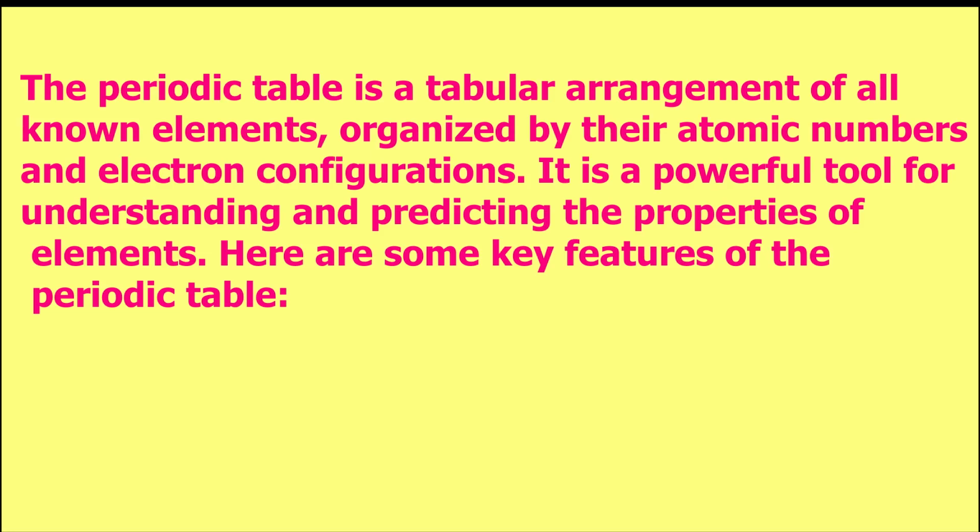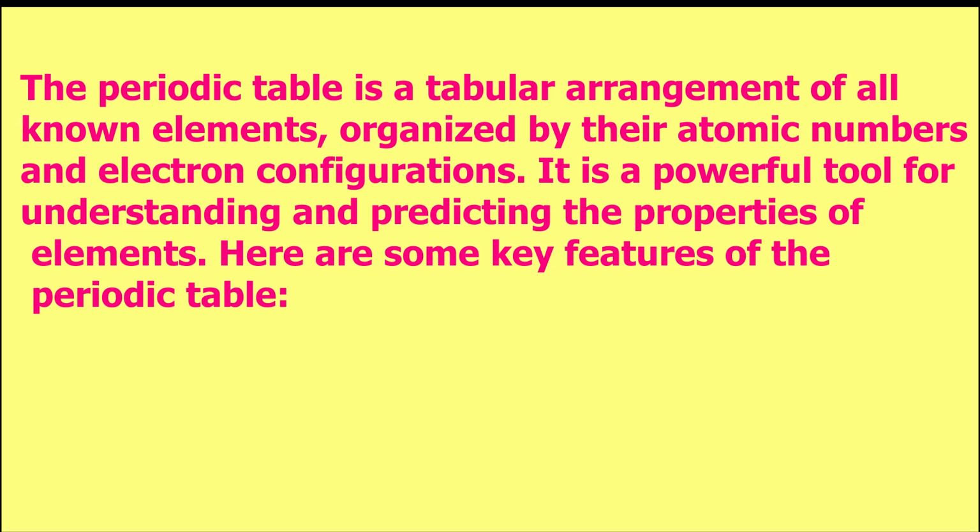The periodic table. The periodic table is a tabular arrangement of all known elements, organized by their atomic numbers and electron configurations. It is a powerful tool for understanding and predicting the properties of elements. Here are some key features of the periodic table. Periods. Rows in the periodic table are called periods. Elements in the same period have the same number of electron shells.